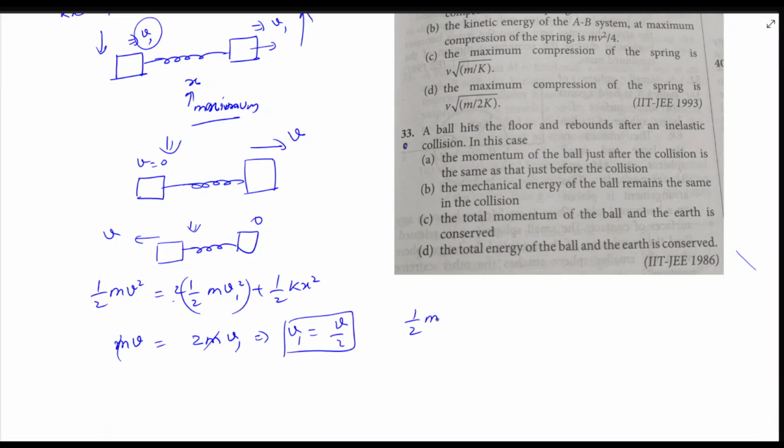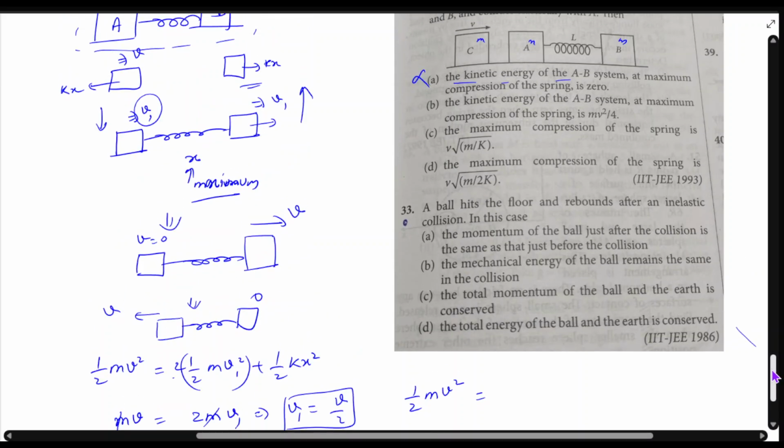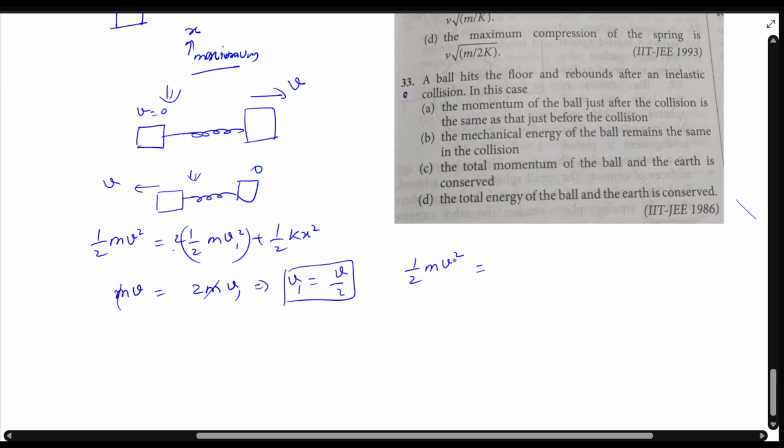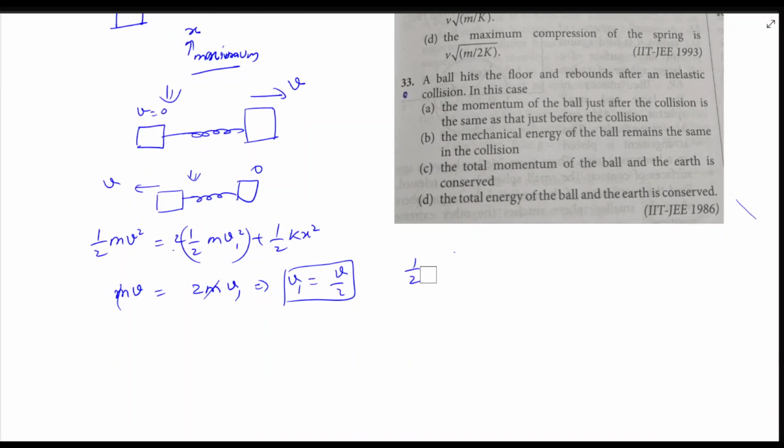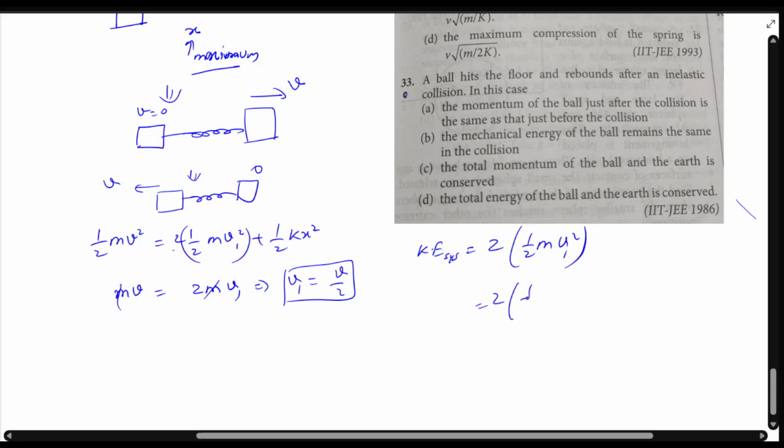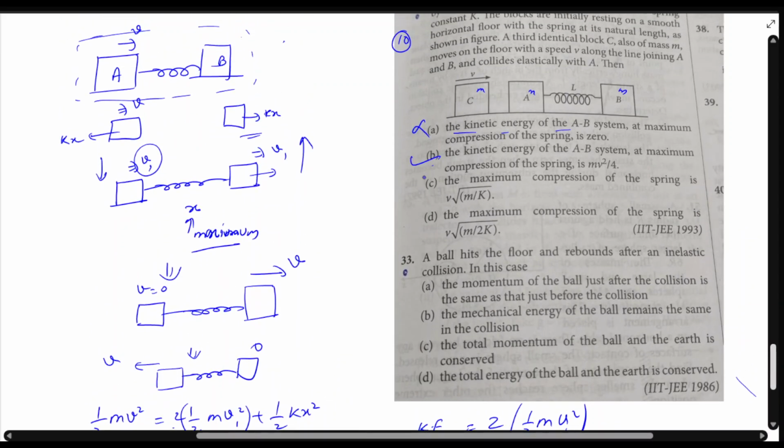So we have half mv square is equal to, so what do I have to find? I just have to find the kinetic energy now, right? So we'll just find the kinetic energy of the system. So kinetic energy of the system will be twice of half mv1 square. So it will be 2 times half mv square by 4. So this will get cancelled. We'll get mv square by 4. So option B is correct, right?